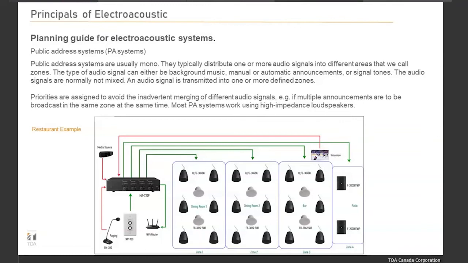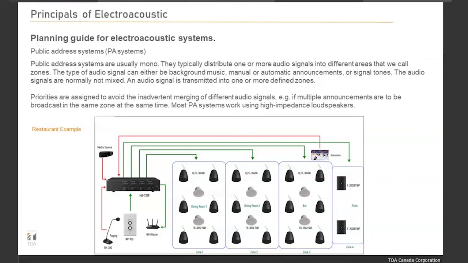So basically, public address systems are usually set to mono. They typically distribute 1 or more audio signals into different areas that we call zones. The type of audio signal can either be background music, manual or automatic announcements, or signal tones, which can come from modules or the EV20R or EV700, which are digital message announcers.